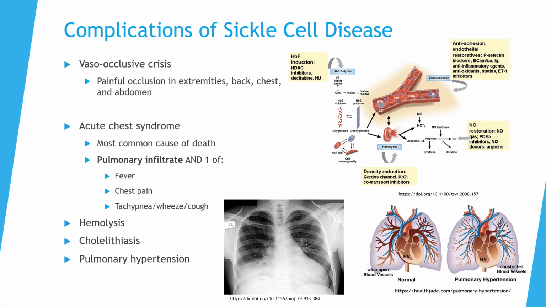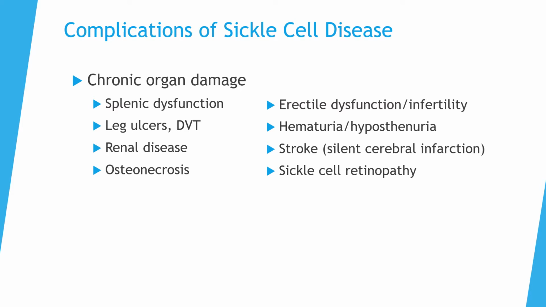Hemolysis, or breakdown of red blood cells, cholelithiasis, or gallstones, and pulmonary hypertension are also presentations and complications that you should not ignore. Chronic organ damage from this disease includes the spleen and the extremities, forming leg ulcers, and even DVTs, which is deep vein thrombosis, renal disease, osteonecrosis, and erectile dysfunction or infertility.